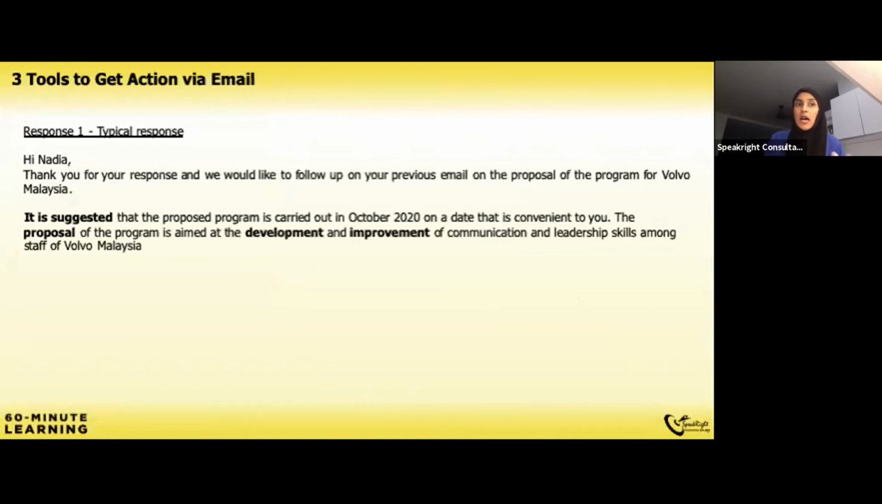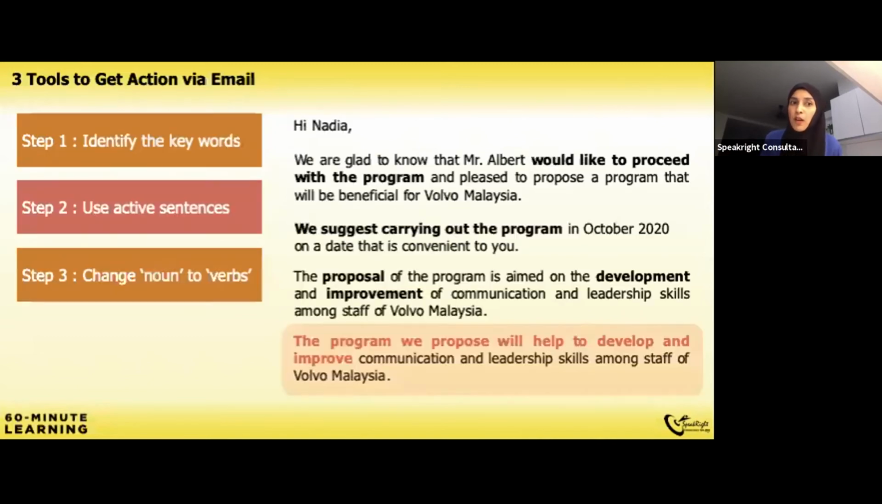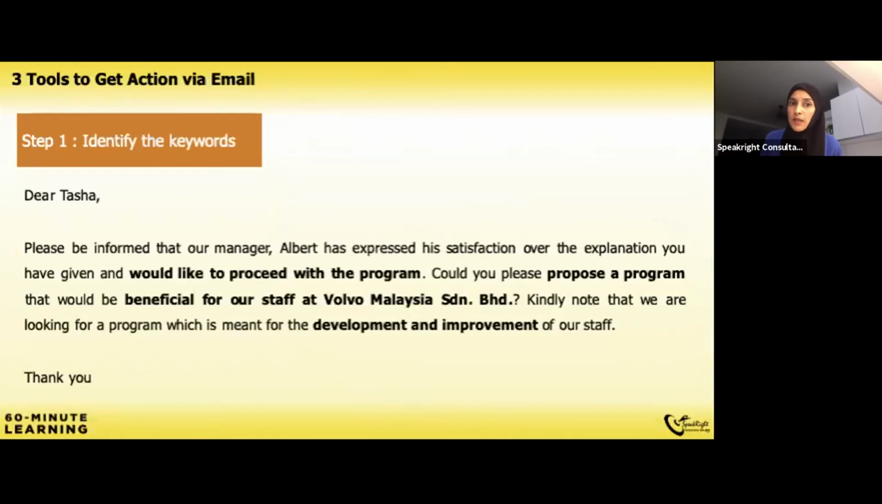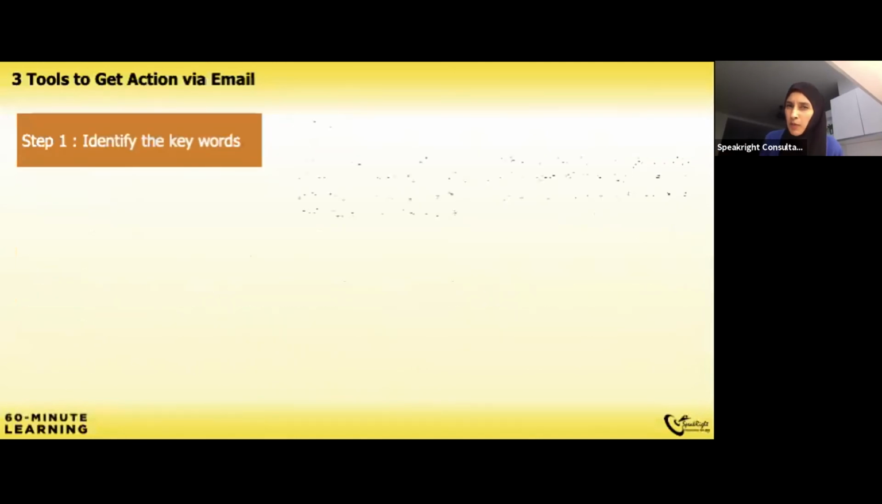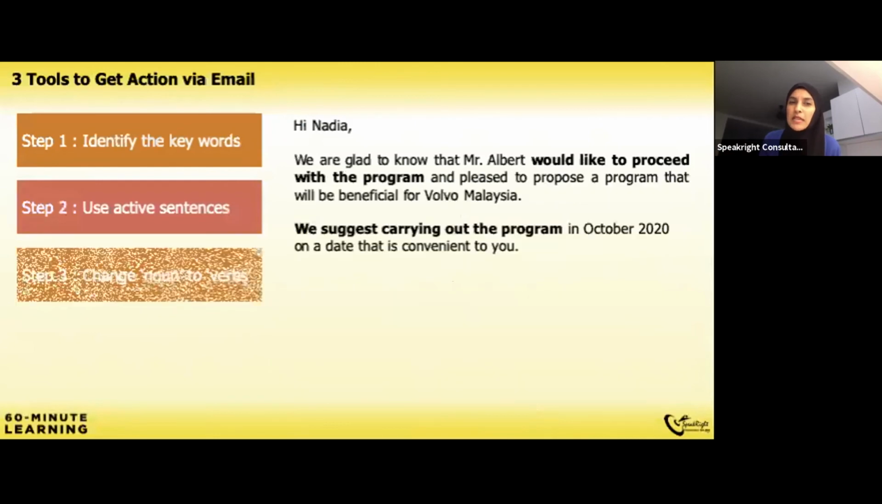Okay, now let's look at the typical response. This is not the good response, right? This is a typical response. The response which I have not done any correction. The response to this email, I'm going to show you this. The response to this email. What is a typical response that a Malaysian will write? It will be like this.